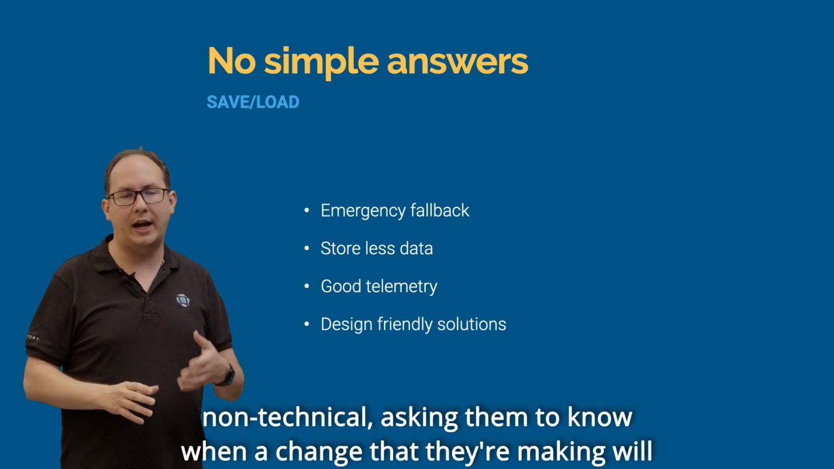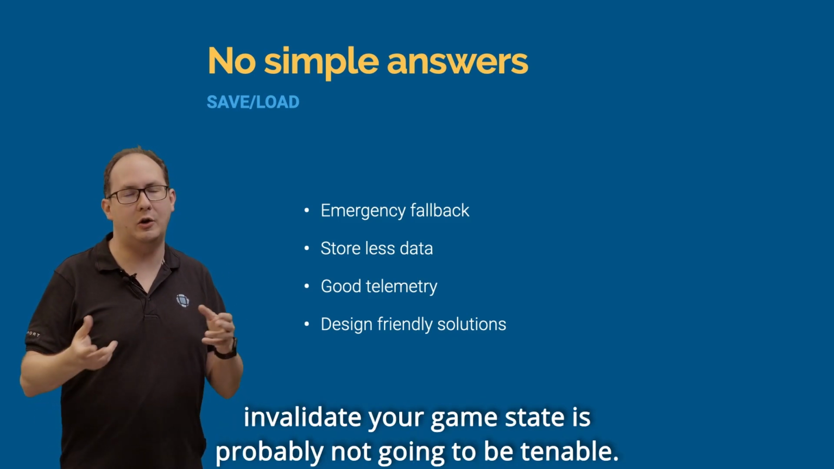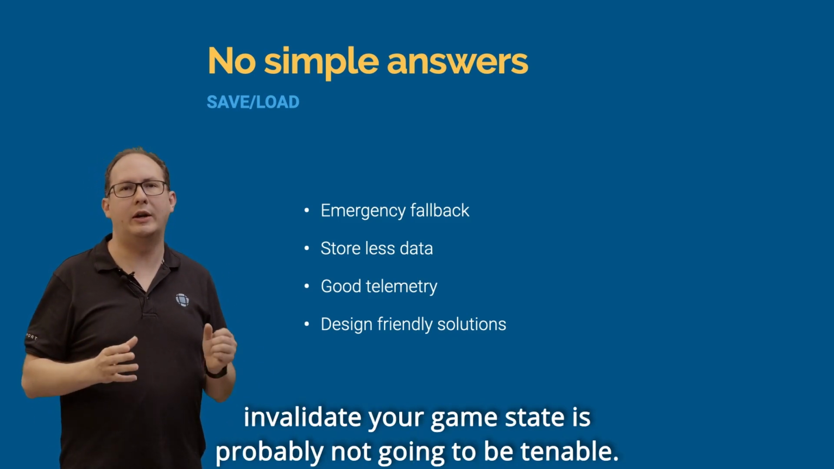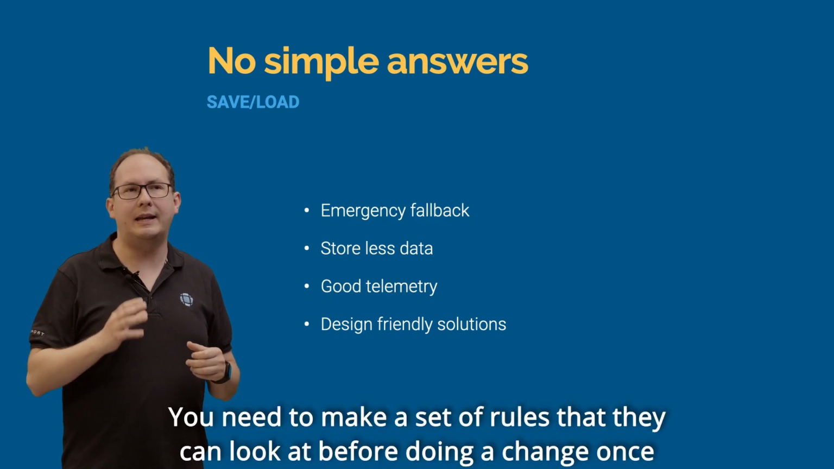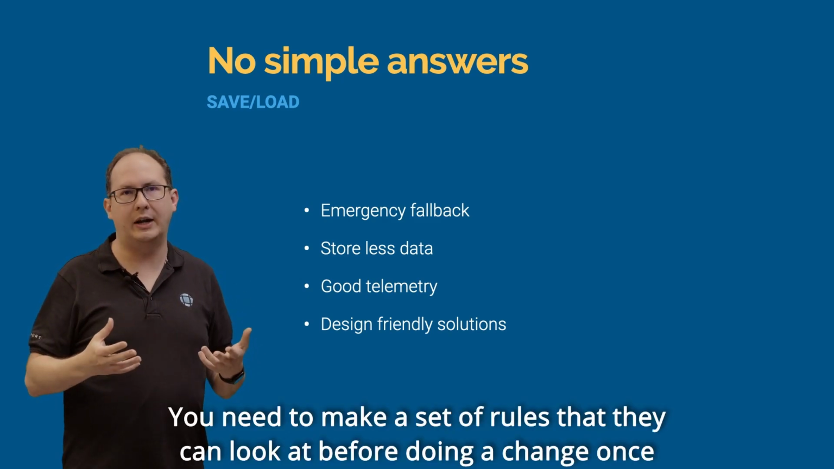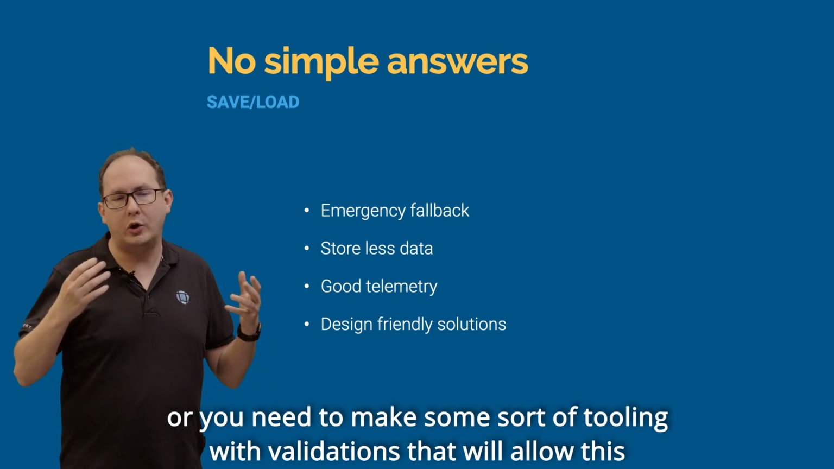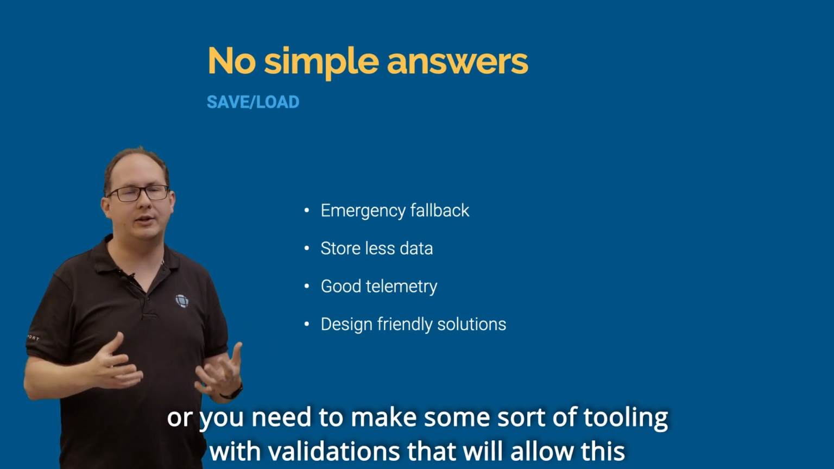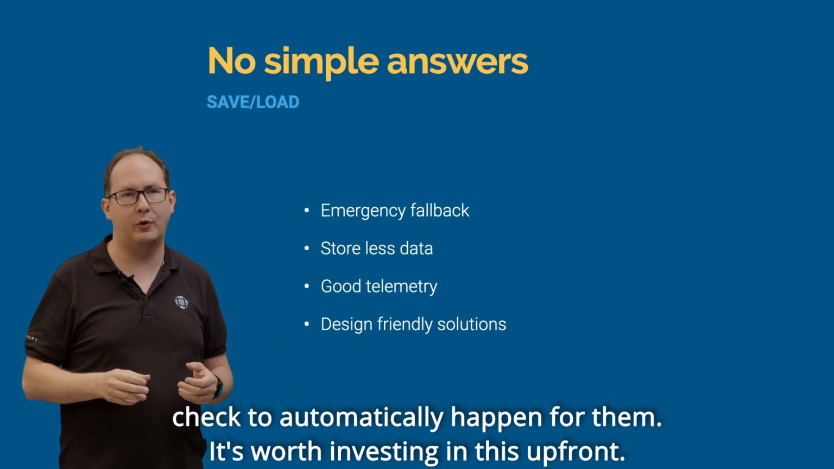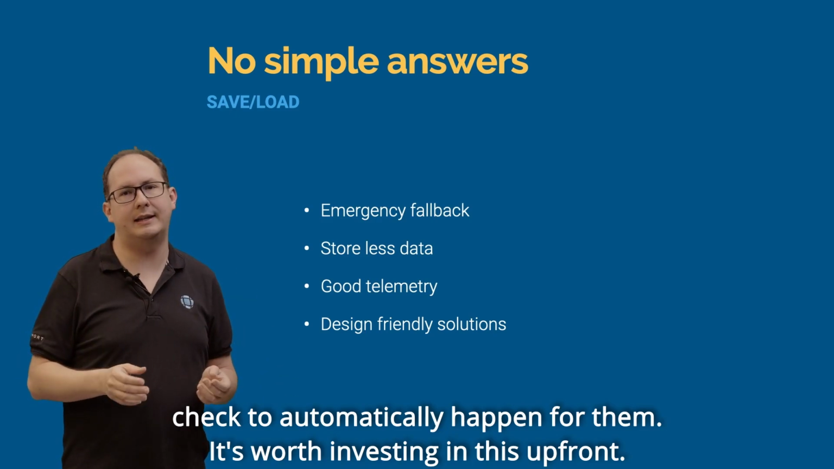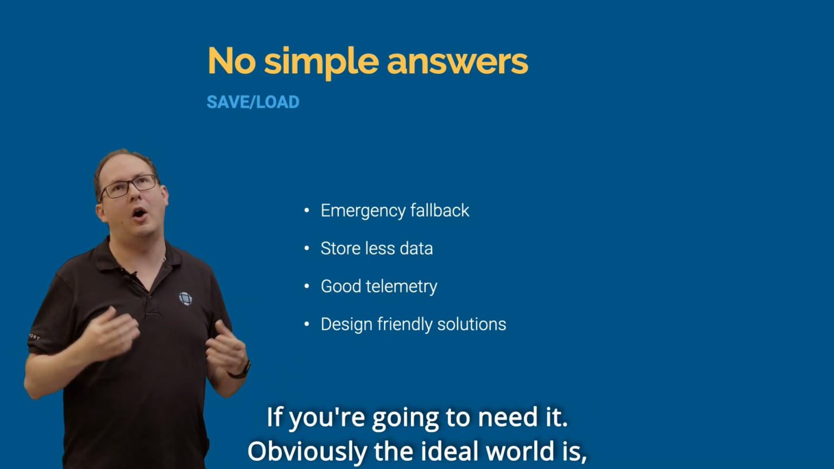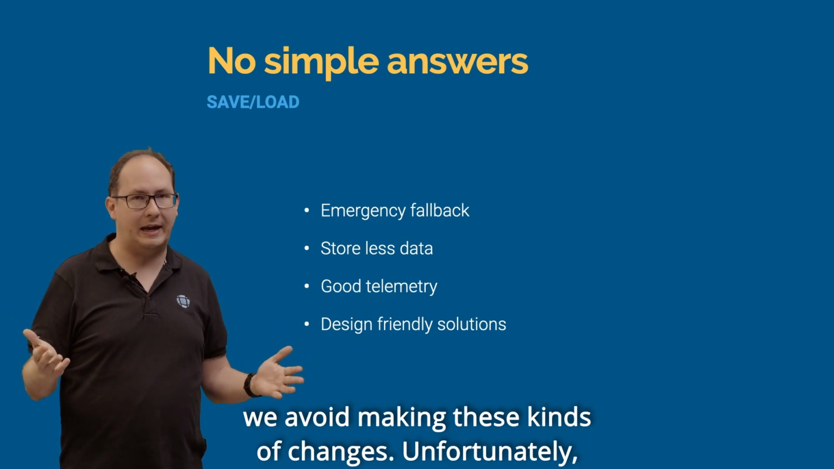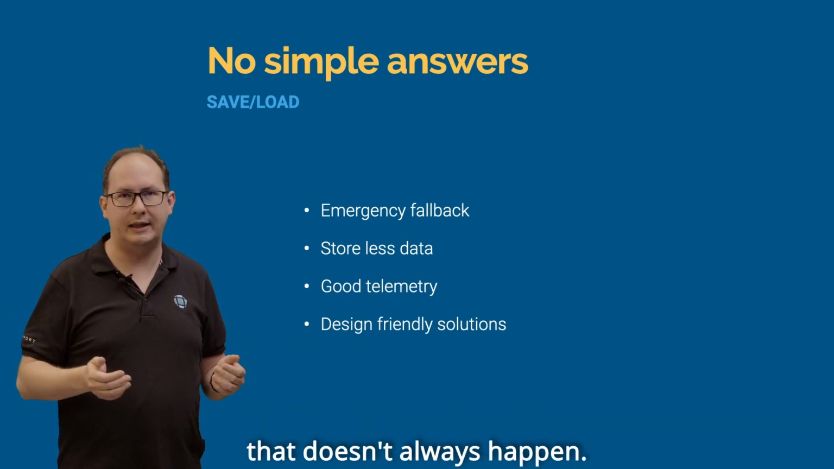Whatever solution you go with, if you have a large number of designers or they're non-technical, asking them to know when a change that they're making will invalidate your game state is probably not going to be tenable. You need to make a set of rules that they can look at before doing a change once you're past release, or you need to make some sort of tooling with validations that will allow this check to automatically happen for them. It's worth investing in this up front if you're going to need it. Obviously, the ideal world is we avoid making these kinds of changes. Unfortunately, that doesn't always happen.